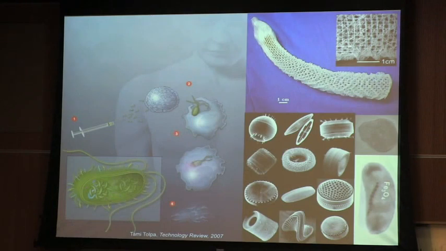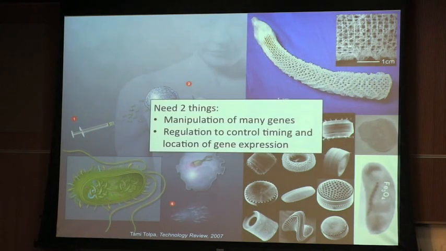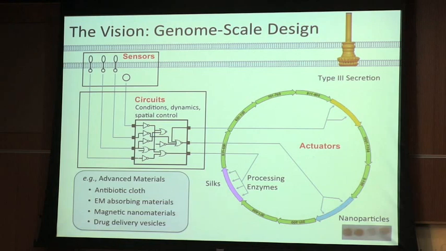And very broadly, there are two things that are required in order to do this. The first is that you have to be able to manipulate many genes, possibly hundreds of genes. And you need to be able to control precisely when they're turned on and under what conditions, so the dynamics and the conditions. And so for that, you need synthetic regulation. And so the way that we envision this all coming together is on the scale of whole genome design, where you could actually go into an organism and be able to construct systems that are on the same scale as the natural genome.